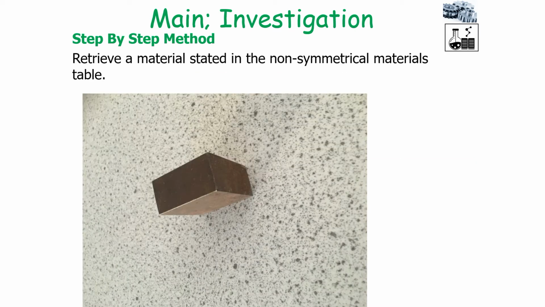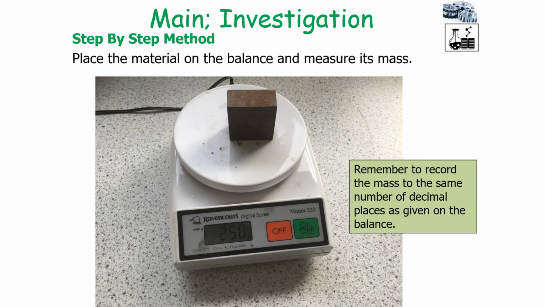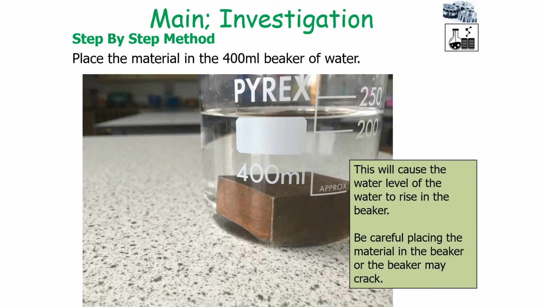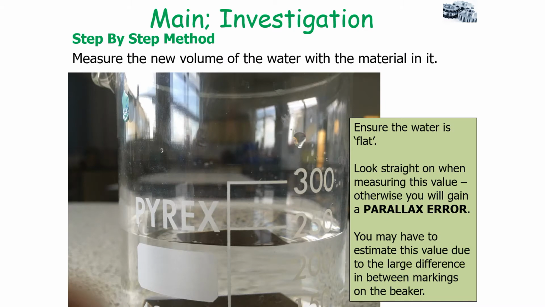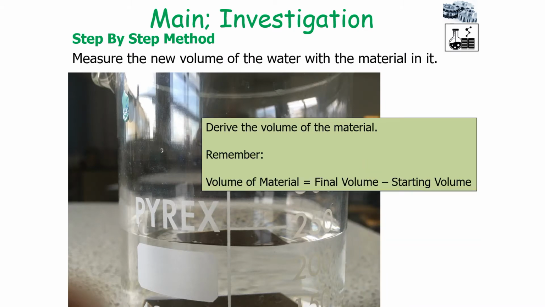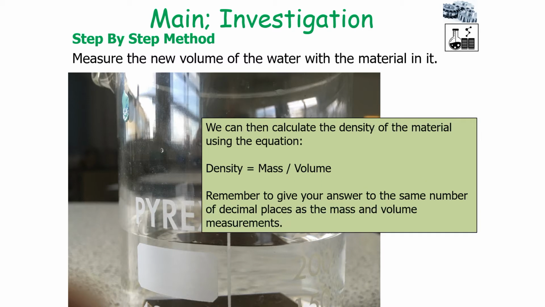You retrieve your material from your non-symmetrical materials table. You then place the material on the balance to measure its mass. Okay, you then place the material in the 400ml beaker of water. This will cause the water level to rise in the beaker. Then you measure the new volume of the water with the material in it. You can then work out the volume of the material by doing final volume minus starting volume. Then you can work out the density by doing mass over volume.